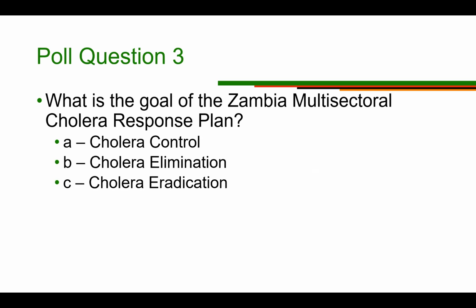The last one. So the question is, what is the goal of the Zambian multisectoral cholera response plan? Is it A, cholera control, B, cholera elimination, C, cholera eradication? So the poll is launched there. Please, you can see a lot of people going for B.